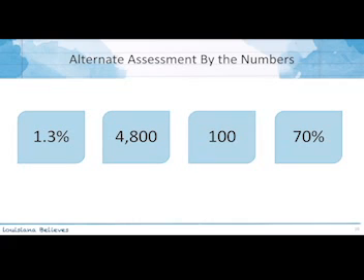Given the historical context of alternate assessment eligibility criteria and participation, we think it would be helpful to see where we are now as a state. This slide shows Louisiana alternate assessment by preliminary numbers. 1.3% represents Louisiana's alternate assessment participation rate for spring of 2018. There are approximately 4,800 students taking the alternate assessment.